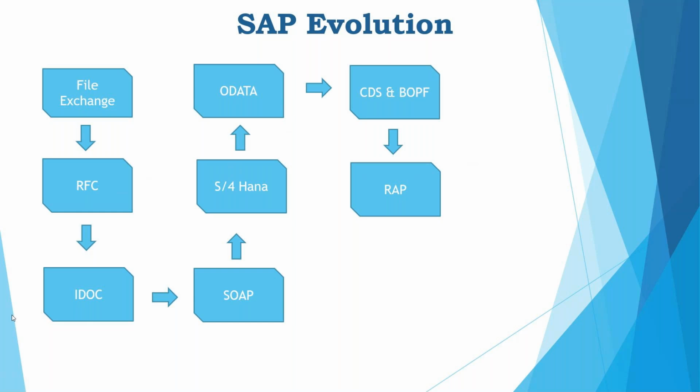SAP sends the IDOC file to CPI or PI, and CPI or PI returns the response in the IDOC file. The message sent from SAP is termed an outbound IDOC, and receiving is called an inbound IDOC.